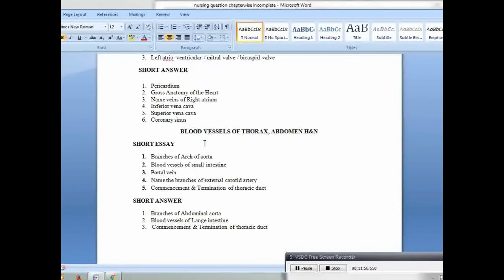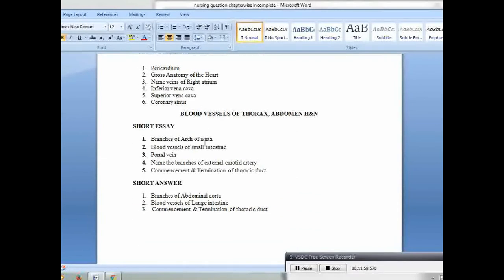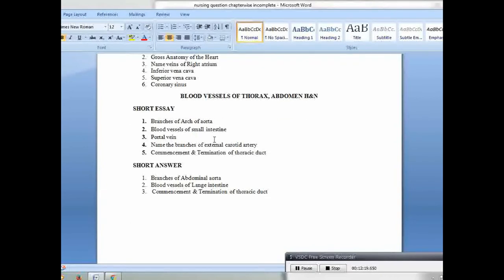Blood vessels of thorax and abdomen, head and neck region. Here you can mention the first question is branches of arch of aorta. So here write the branches of it, right? From right to left you have the brachiocephalic trunk, left common carotid artery, left subclavian artery, right? So mention about all those things. Sometimes there is an artery called thyroidea ima, which supplies the thyroid gland. It occurs sometimes.